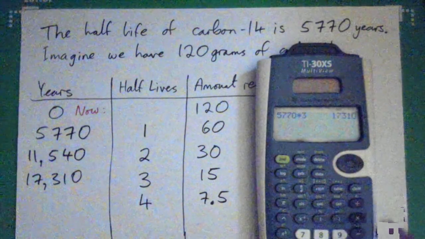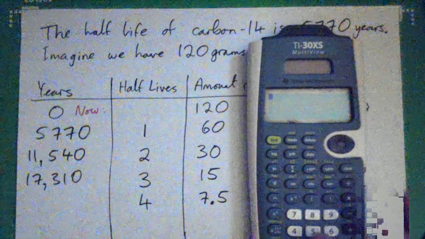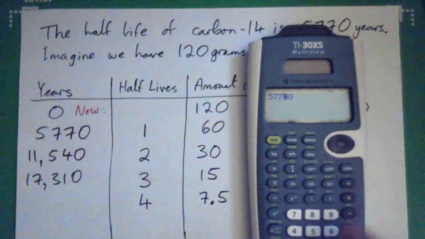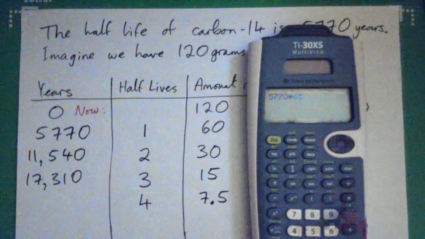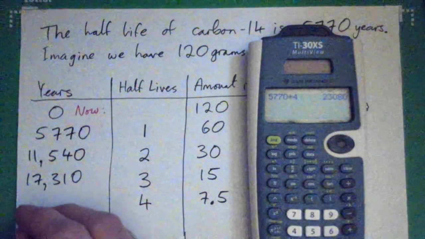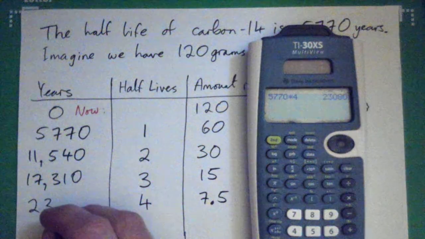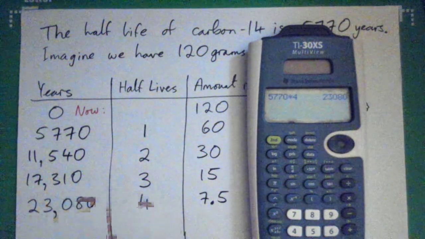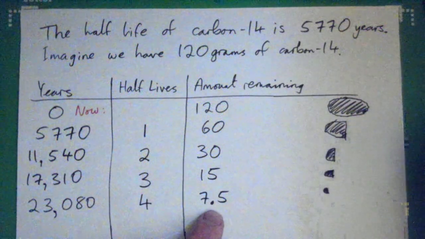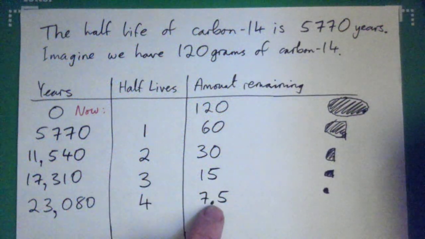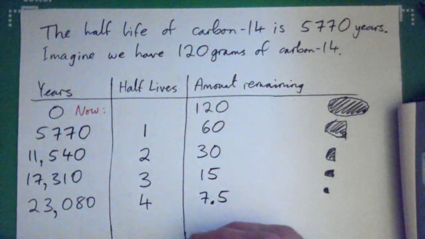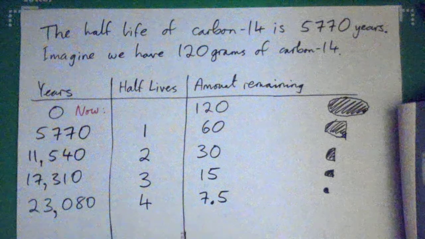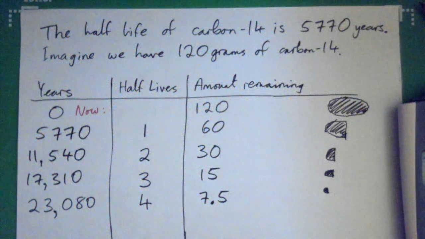Yeah, good job. So for 4 half-lives, this is 5770 times 4. 23,080 years in the future is when we'll have 7.5 grams of carbon-14, right? And so on, right? So we're seeing the pattern, right? And we're getting the idea, right?